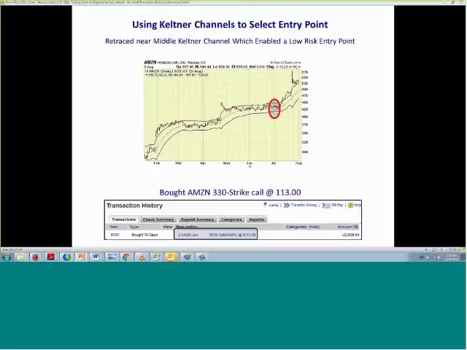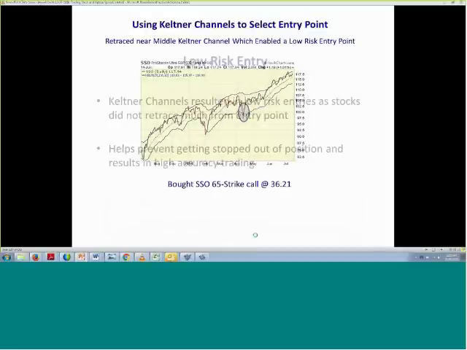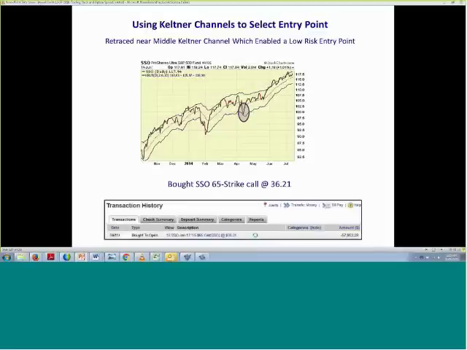Here's another example. This is Amazon, another strong price uptrend, waited till it retraced to the middle channel and bought the 330 strike call at 113. So here's a couple more examples. SSO, the leveraged S&P 500 ETF, waited till it retraced here, bought right in here, 65 strike call at 36, and then it continued to rally after that point.